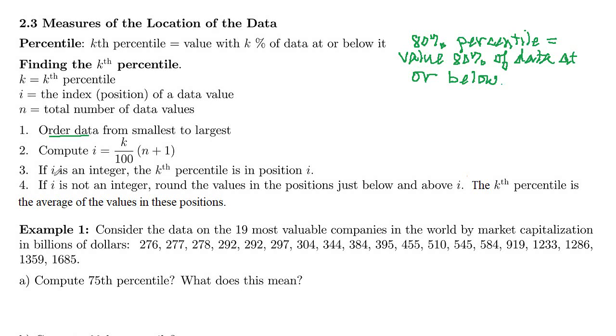If that value I is an integer, the kth percentile will be in position I. If I is not an integer, you're going to round to the positions just below and just above I. So the kth percentile will be the average of the values in these positions. Let's illustrate with an example. It'll help make this process a little clearer.